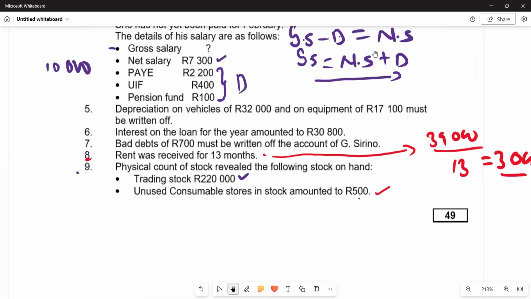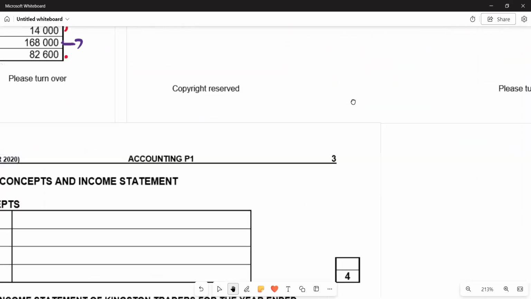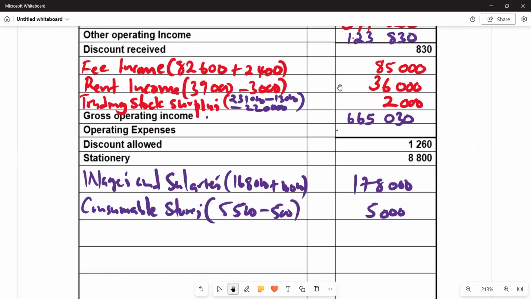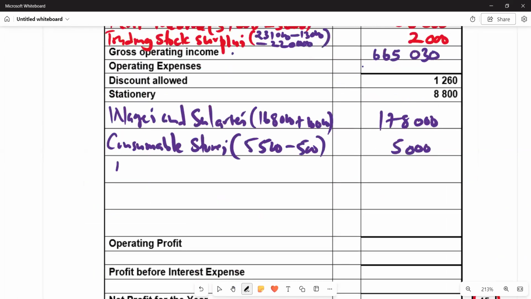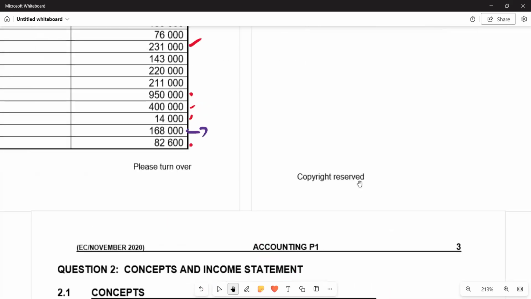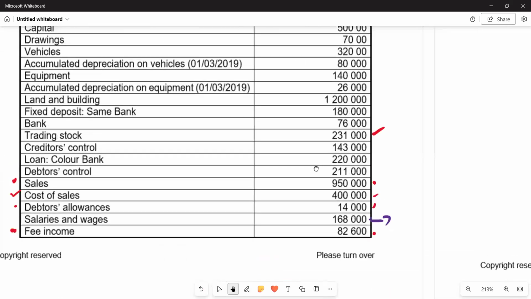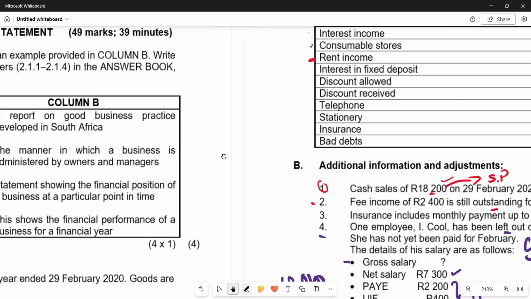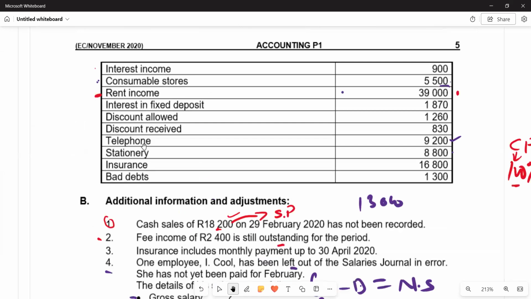So we've got our telephone, and we're having an amount of 9,200. Then we go back again. Our telephone is 9,200. After that, we've got stationery, and you said it's 300. Then we've got insurance, 16,800. Then we check the adjustment that we have for insurance.